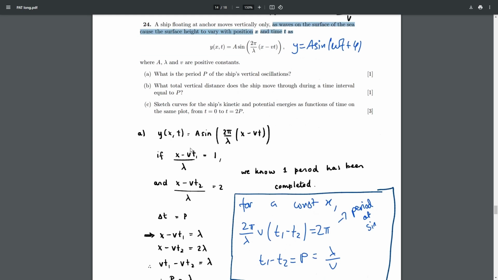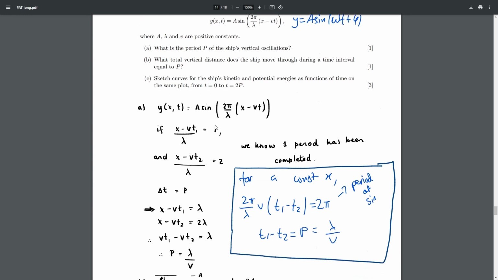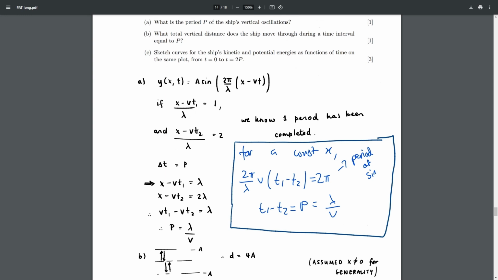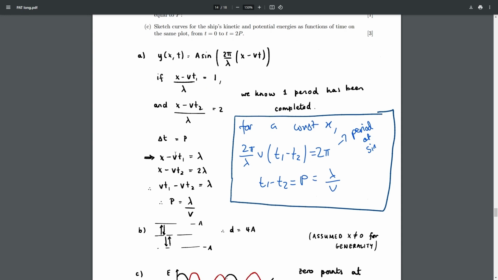So we can say that (x minus v t1) over lambda is 2 pi, and then (x minus v t2) over lambda is 4 pi. That's not been shown, but we've just cancelled the pi's and the 2's. Then we can subtract these two equations, and we know the time difference is going to be 1 period, because the period of sine is 2 pi, and we've gone from 2 pi to 4 pi. We do our algebra, and we get that v delta t, which is our period, is lambda. So our period is lambda over v.